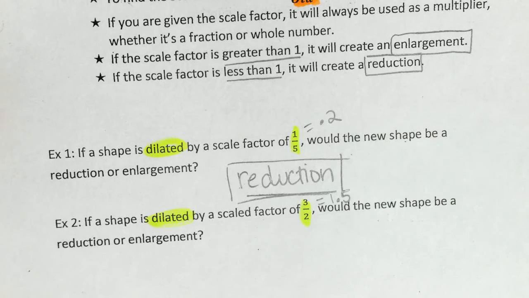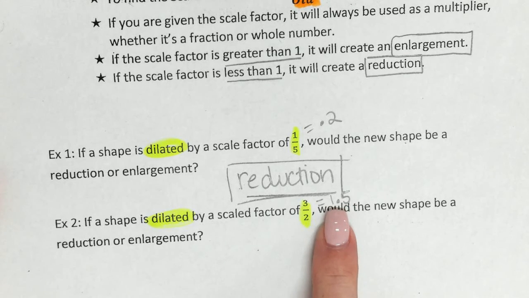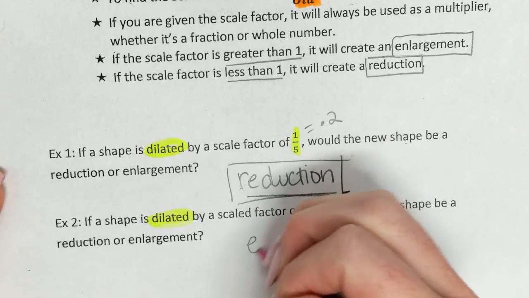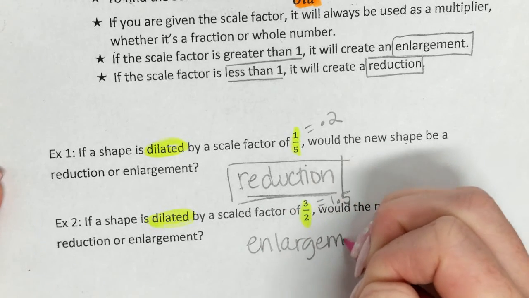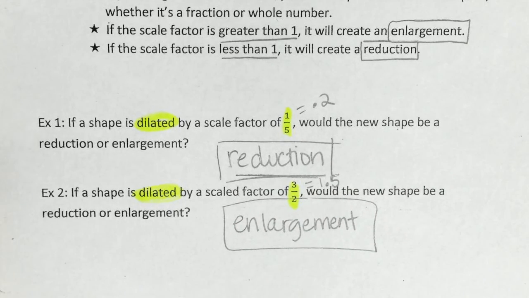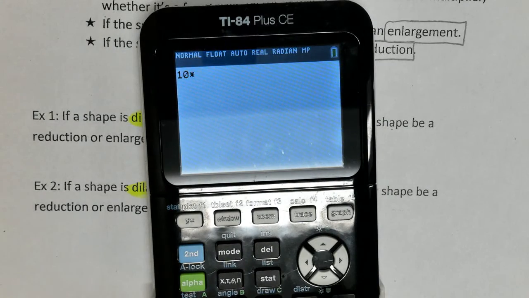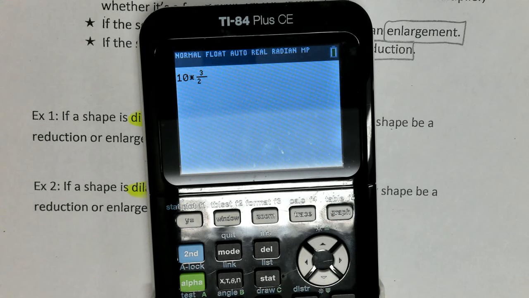Okay, remember, if it's greater than 1, it's an enlargement. If it's less than 1, it's a reduction. Is this greater than 1 or less than 1? Greater. So what's my answer? Enlargement. Because if I was to multiply a number by 3/2, it would get bigger. You can multiply any number by 3/2 and you'll see it gets bigger. Watch: 10 times 3/2, it's going to make 10 bigger. It made it 15. That's bigger than 10, right? So you could try it that way too.